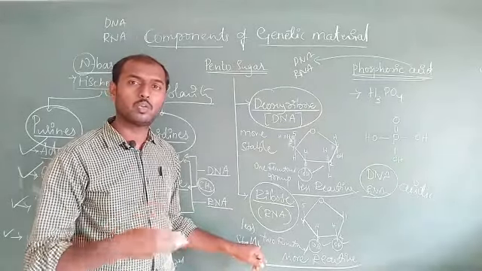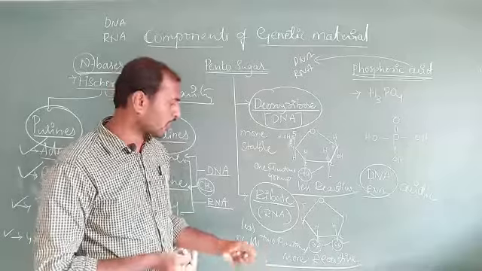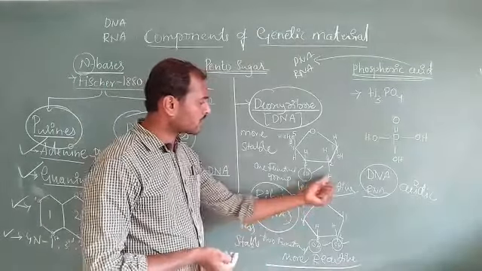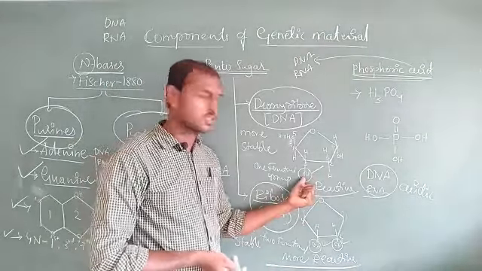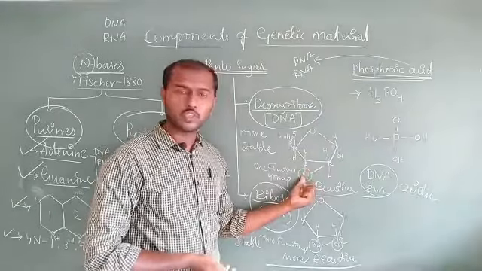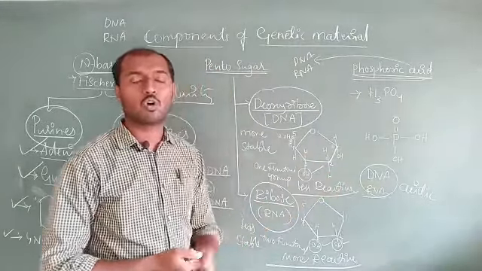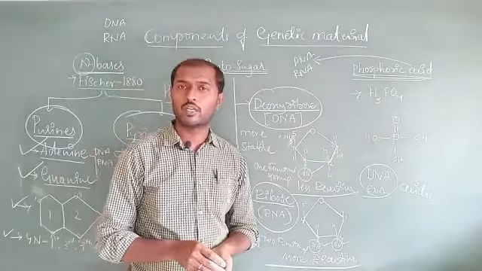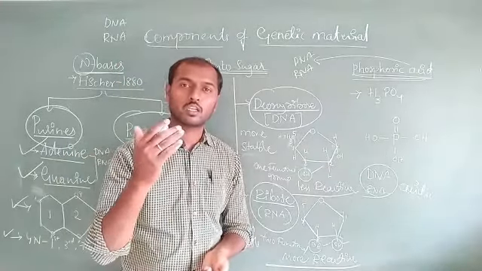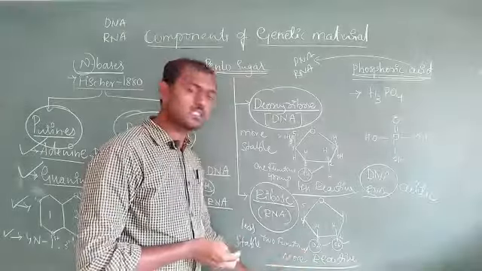Okay, so next one, it is having only one oxygen at the third position and no oxygen at the second position. That's why it forms a more stable molecule and is not able to react as fast as we see in case of the RNA.